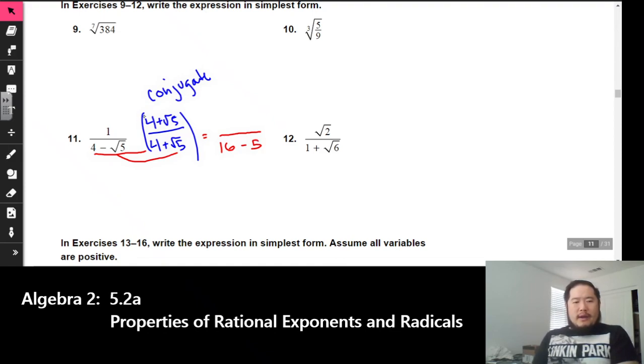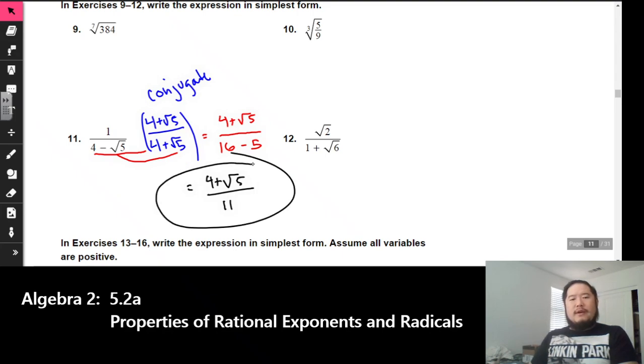Our numerator right here, we're just going to distribute. So I now have 4 plus rad 5. So let's simplify things out. And I've got 4 plus rad 5 over 11. And guess what? We have now simplified our expression in simplest form. As long as I do not have radicals in my denominator, then I'm in good shape. And that's the case right here.